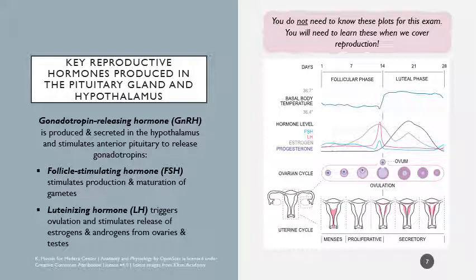There's also luteinizing hormone, or LH, which spikes right before ovulation. It actually triggers ovulation once it gets to that really high level and stimulates the release of estrogens and androgens from the ovaries and testes. So that is really important for, again, causing ovulation. It also kicks off the luteal phase.